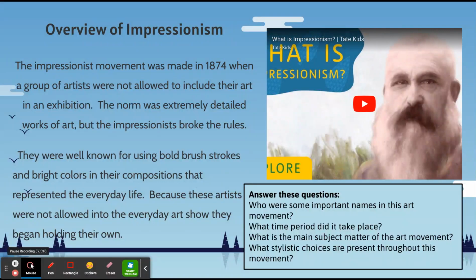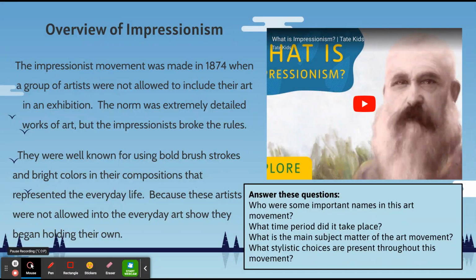So we're going to learn about Impressionism first because it comes first. The Impressionist movement was made in 1874, when a group of artists were not allowed to include their artwork in an exhibition. The norm was extremely detailed works of art, but Impressionism broke the rules. The norm before Impressionism was extremely well rendered, really realistic works of art, very detailed portraits. Impressionists wanted to genuinely capture an idea. They wanted to capture color instead of painstakingly drawing details. So their artwork was well known for using bold brushstrokes and bright colors in their composition that represented everyday life.